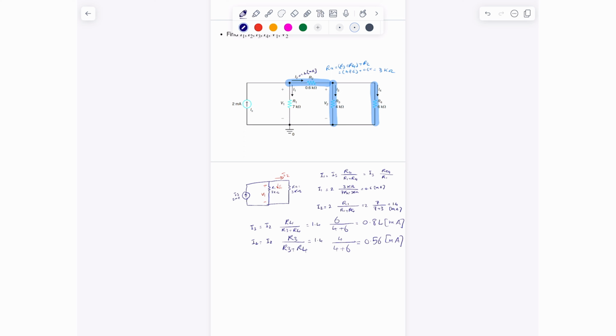And we can double check our result very quickly. If I sum up these two, 0.84 plus 0.56, I should get 1.4, which I do. So I4 and I3 get added into I2 because it got divided into them. And of course, if you add I2 and I1, you should be able to get the 2 milliamps here.